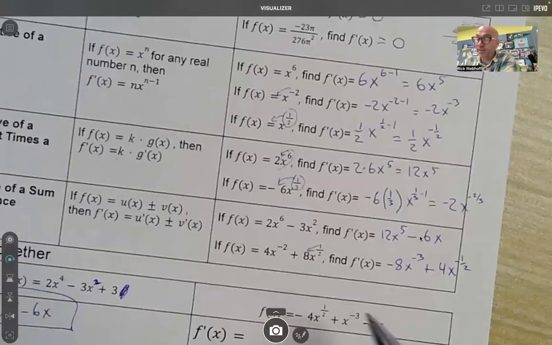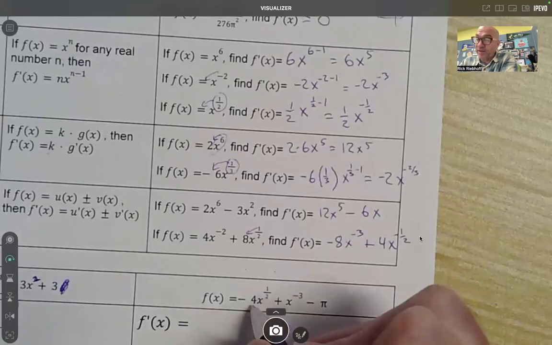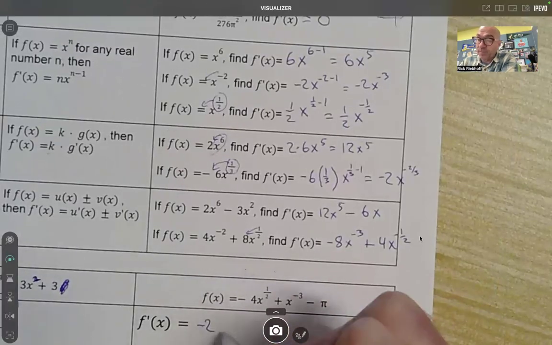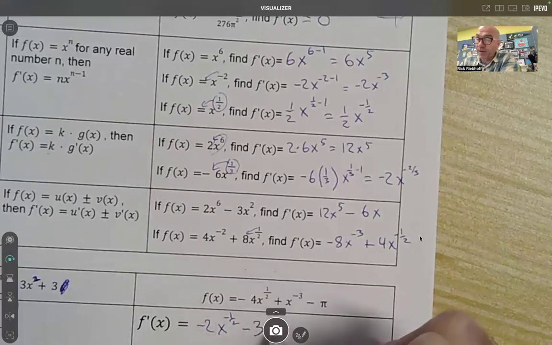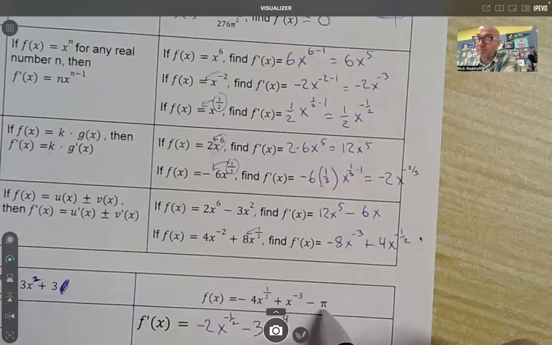All right, last one. Here we go. 1/2 times -4 is -2. X to the 1/2 minus 1, so -1/2. And then this will be multiply out front. So it's plus, but it's going to be -3 out front, minus 3x to the minus 3 minus 1. So that's negative 4. And then this is minus pi, and that's a constant. So that's gonzo. It's 0. So that's it. We did it.